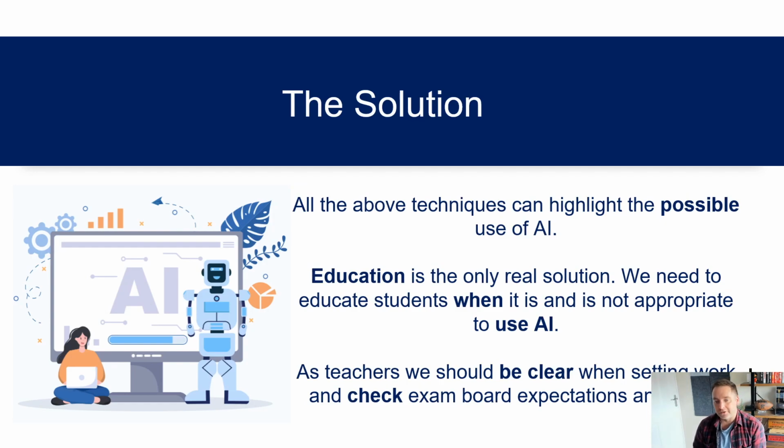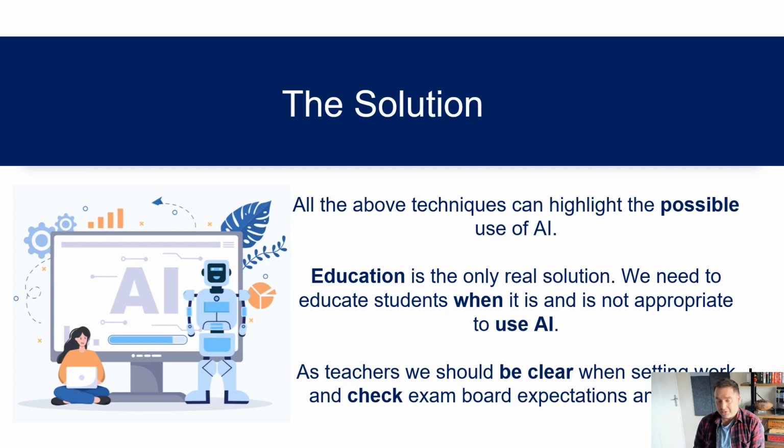So the solution, now this is the problem really. I actually think detecting use of AI is a lot easier than people think, okay? The problem is that proving it basically is the problem. So I think what we've got to do is educate the kids. We've got to teach them when it is and is not appropriate to use AI. And I've got some other resources on that as well.